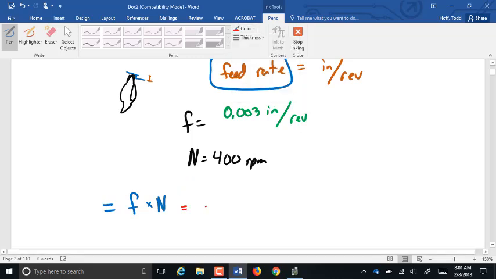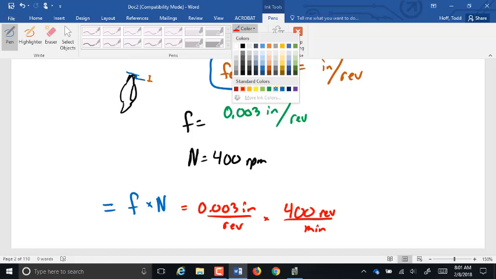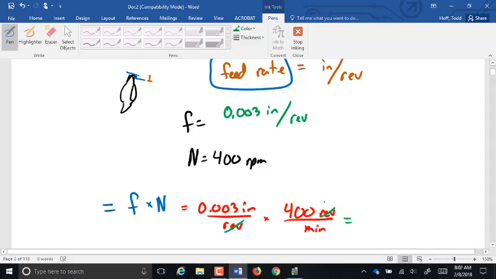So here we have 0.003 inches, and I'm going to write it like this: per revolution, times 400 revolutions per minute. And here's the reason why I'm setting up the units the way I did. The revolutions cancel out. 0.003 times 400 is 1.2 inches on top, minutes on bottom. So that's inches per minute. That means your tool advances at 1.2 inches per minute.